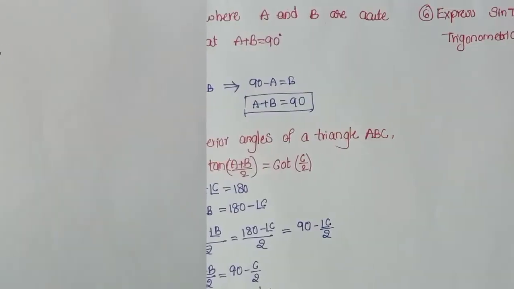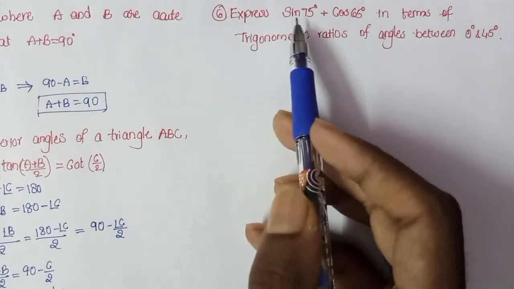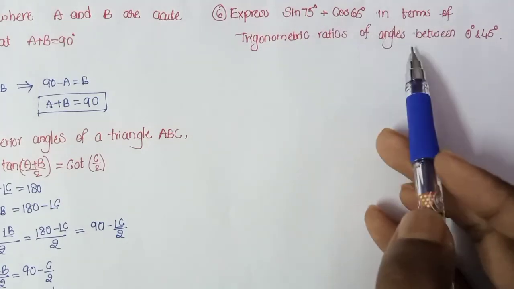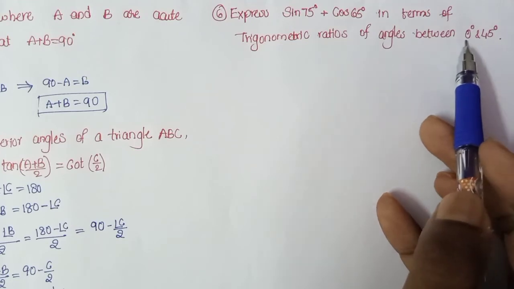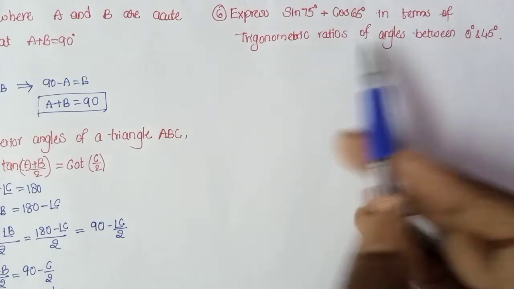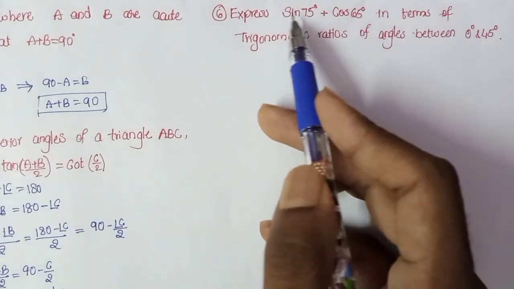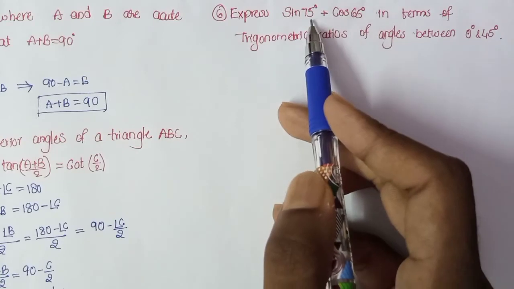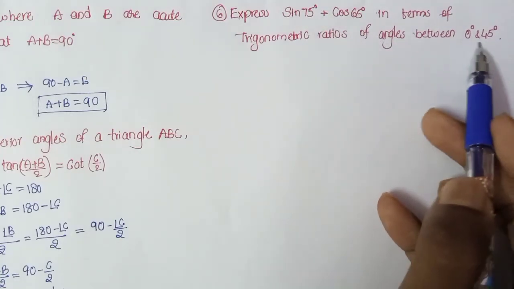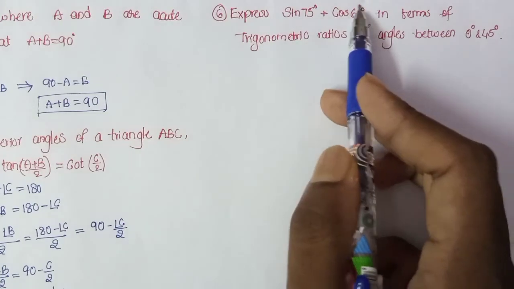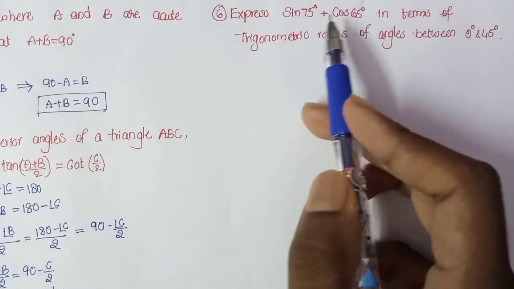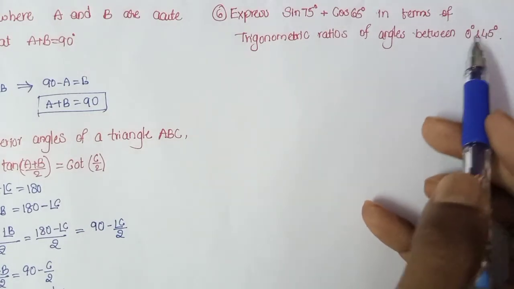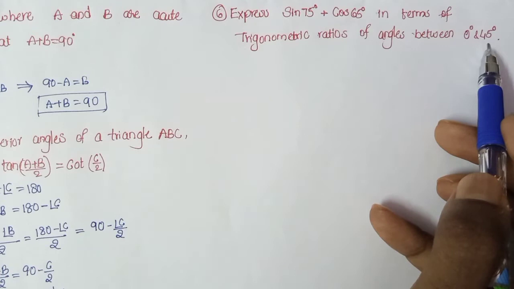So let us do one more. The next problem is: express sin 75 degrees plus cos 65 degrees in terms of trigonometric ratios of angles between 0 degrees and 45 degrees. That means, we need to convert these trigonometric ratios, whose angles are not lying in this range, into other trigonometric ratios whose angles lie in the range 0 degrees to 45 degrees.